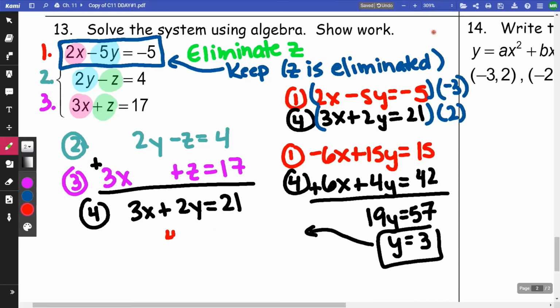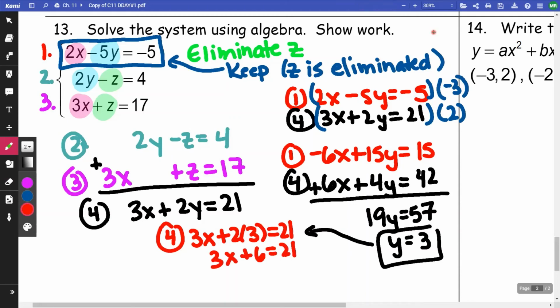Okay, so if I put it into equation 4, I'm going to have 3 times x, so I'll just write it as 3x, plus 2 times y, which is 3, equals 21. So I get 3x plus 6 equals 21. I get 3x is equal to 15, so x is equal to 5.